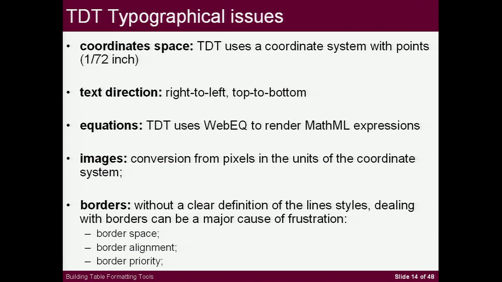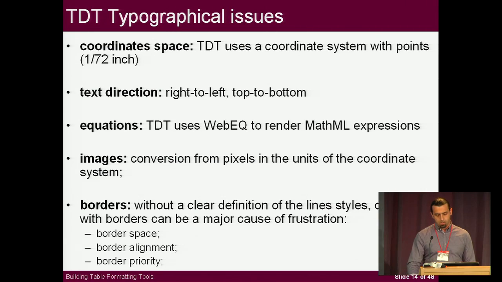In the table drawing tool, the coordinate spaces, we implement a coordinate space where the unit is similar to the point definition as being 72nd part of an inch. You have to deal with the text direction, right to left, top to bottom, especially if you need to rotate the cell's content. Equations, how to render equations. TDT implements WebAQ, an API that renders MathML expressions.